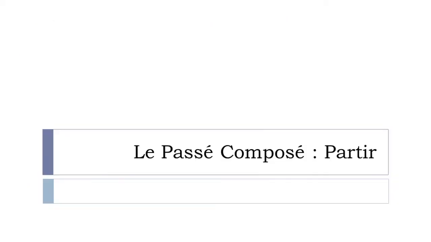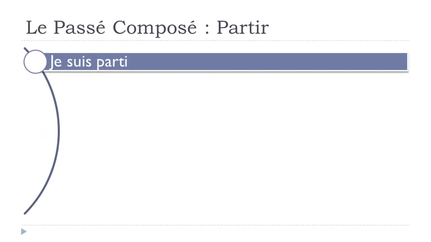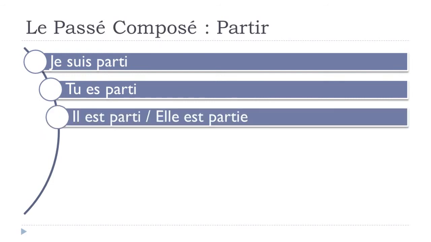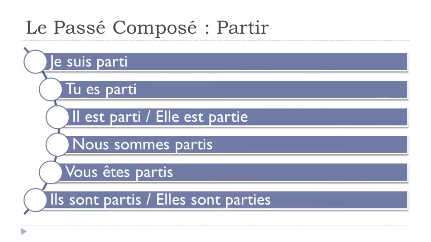Okay? Le passé composé, but this time it will be for the verb partir. Partir is to leave. Okay? And then you will see that it goes like that. Je suis parti. Tu es parti. Il est parti. Elle est partie. Nous sommes partis. Vous êtes partis. Ils sont partis. Elles sont parties.